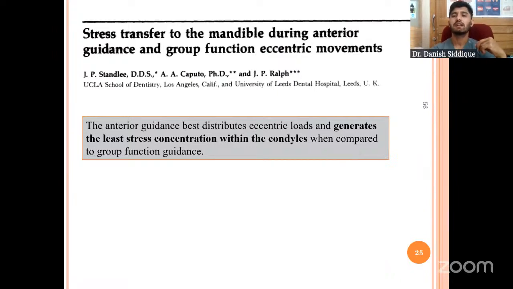So there was another study which compared the stress transfer seen with mandibular movement, in patients with anterior guidance, like I've already told, where there is a canine-guided occlusion, or in the eccentric movements where there was group function. Among these two cases, they did an electromyography test to check the muscle tension present in the muscles as well as in the TMJ. They found that more stress was seen in group function as compared to canine guided.